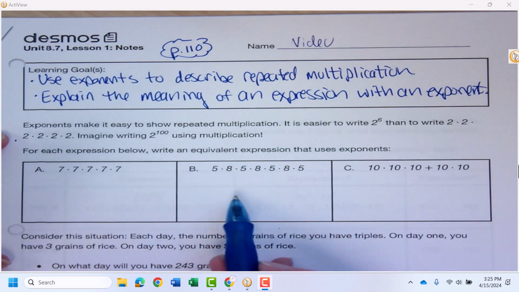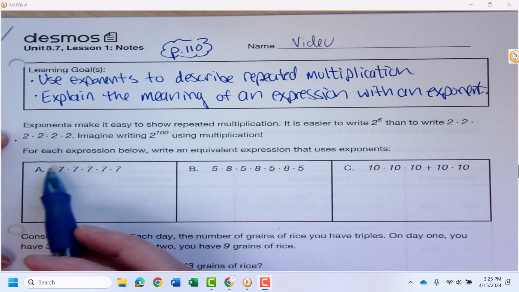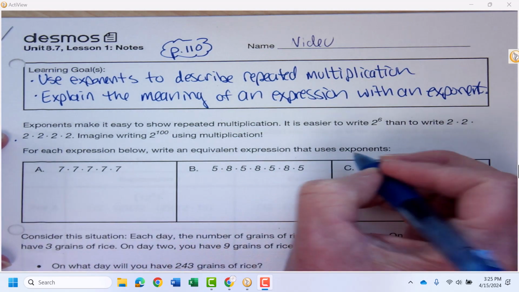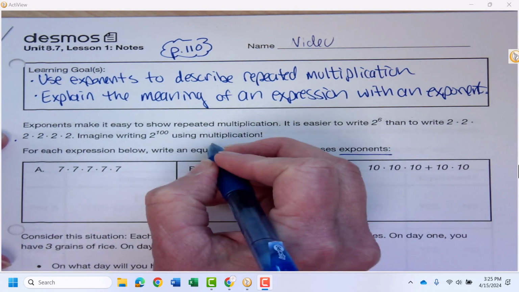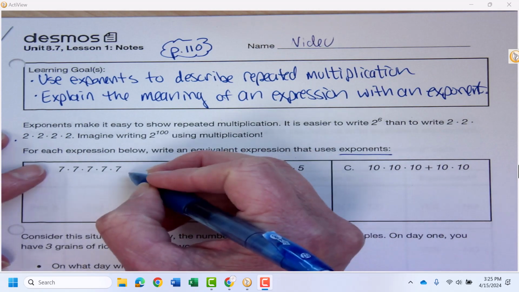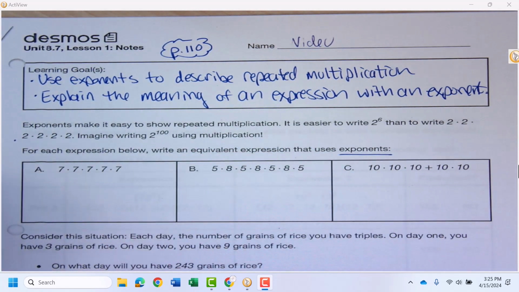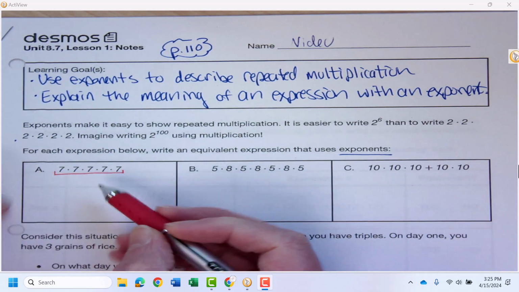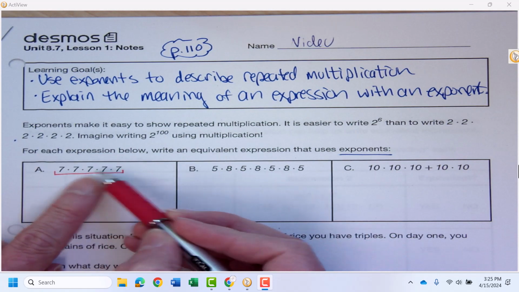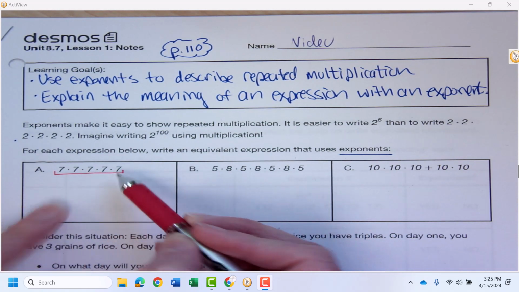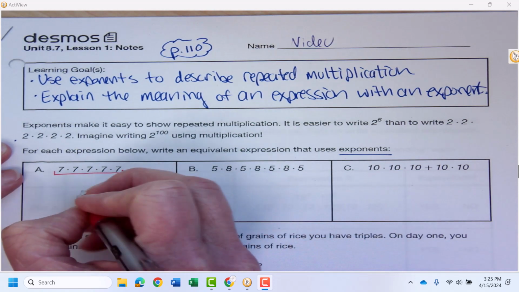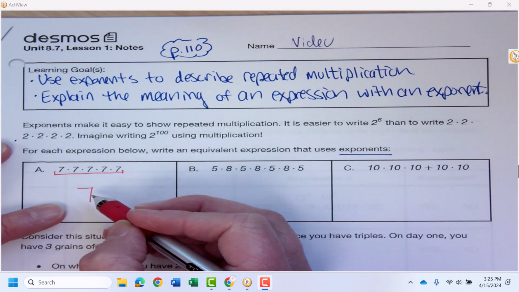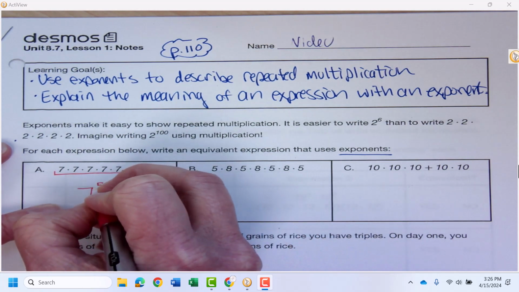So we're going to practice that repeated multiplication in these examples here. For each expression below, write an equivalent expression that uses exponents. All right, well, equivalent just means another expression that's equal in value to this one. Let's take a look at the repeated multiplication we see in this first box. So I see 7 repeated as a factor 1, 2, 3, 4, 5 times. So 7 is the number that's being repeated, and because it's being repeated 5 times, our exponent is 5.